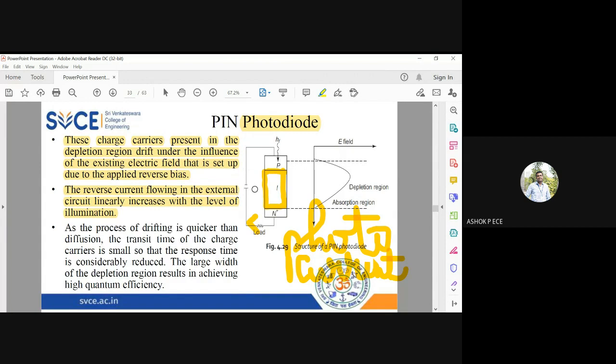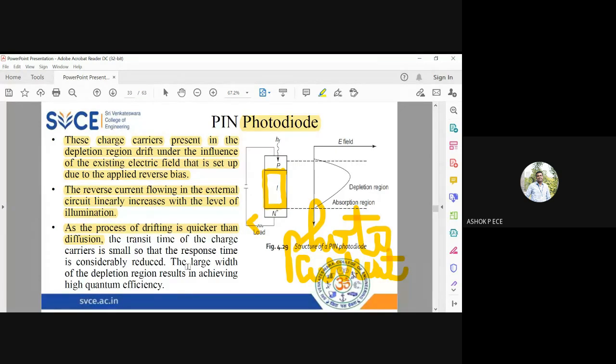This reverse bias voltage will be setting up an electric field across the P and N regions. So in any PN junction diode you'll have drifting and diffusion, but the drifting is very fast because of the large electric field presence. So drifting is very fast, and the electrons will cross the junction fast. So the time taken by the electrons to cross the junction is very short. So the response time is very quick. So these photodiodes will respond to light very quickly.